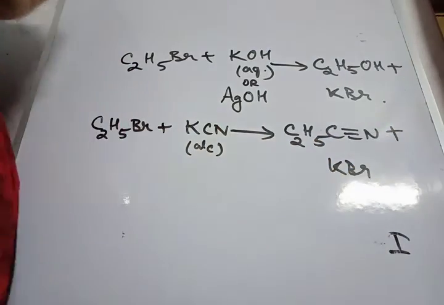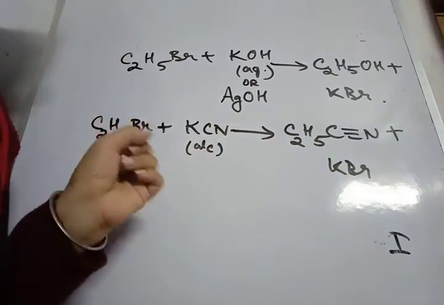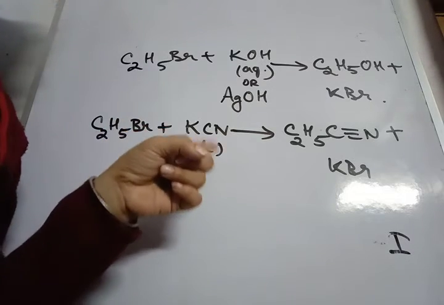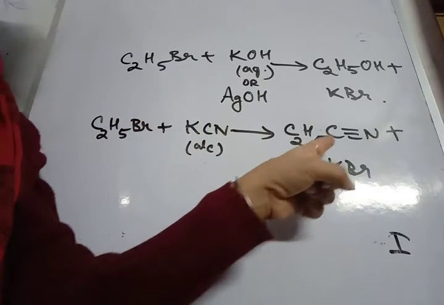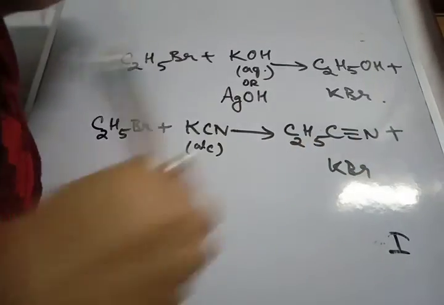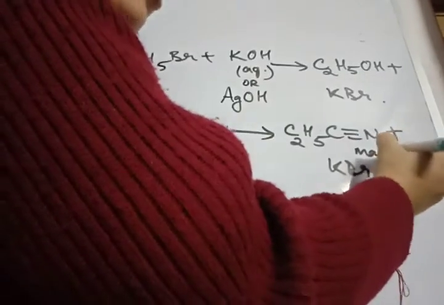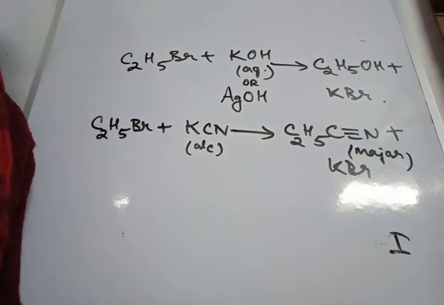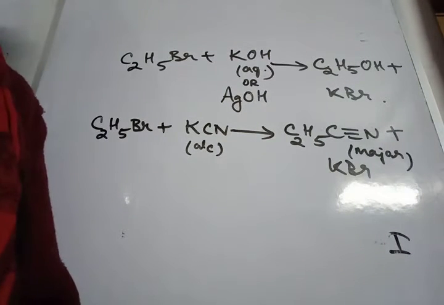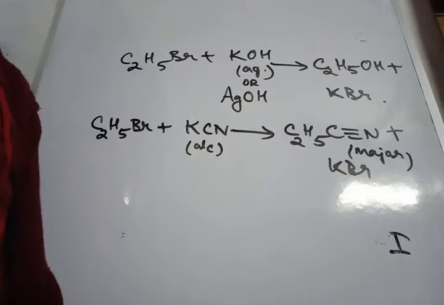This is the side product. Now when alkyl halides are treated with alcoholic solution of potassium cyanide, we get alkyl cyanide as the major product with small amount of alkyl isocyanides. Because cyanide is an ambidentate ligand, the attack can occur from both carbon and nitrogen end.